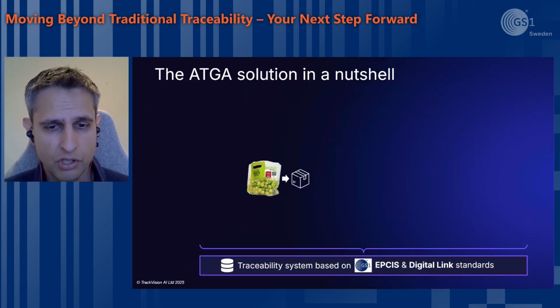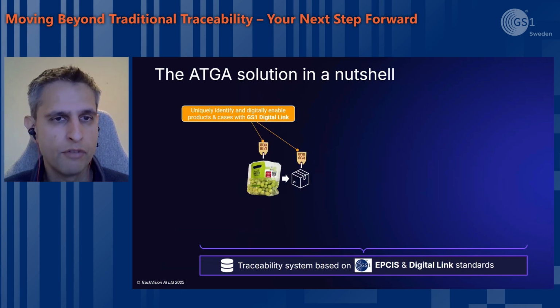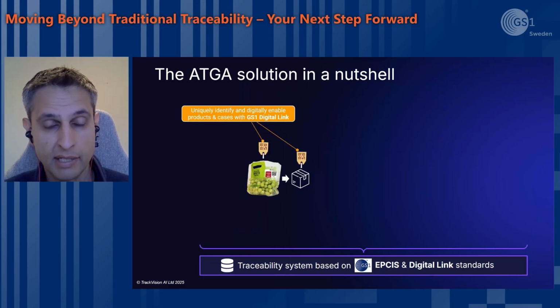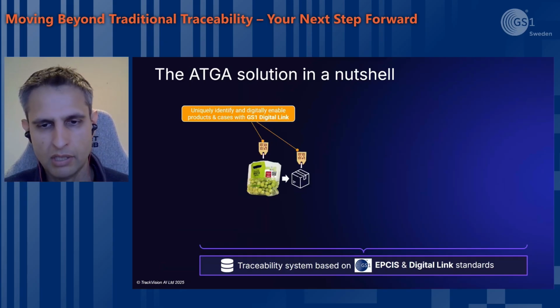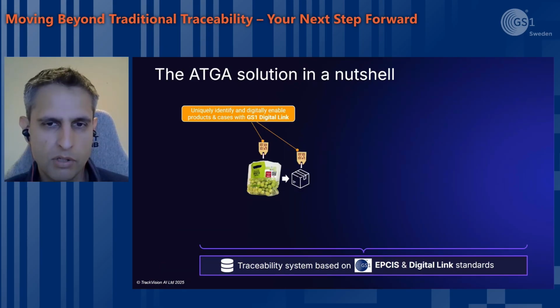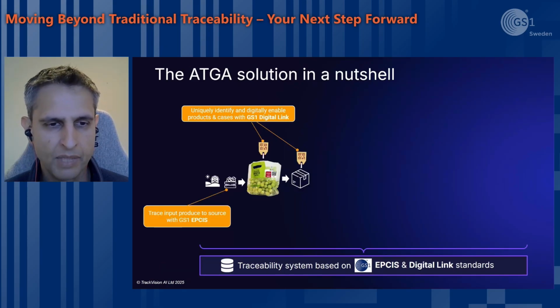So the solution in a nutshell. First of all, we want to uniquely identify individual items and cases with GS1 digital link. And we're actually going to use serialized digital links in this scenario. You don't have to, you can do batch level digital links as well. But here we're going to do serialized for a few reasons.